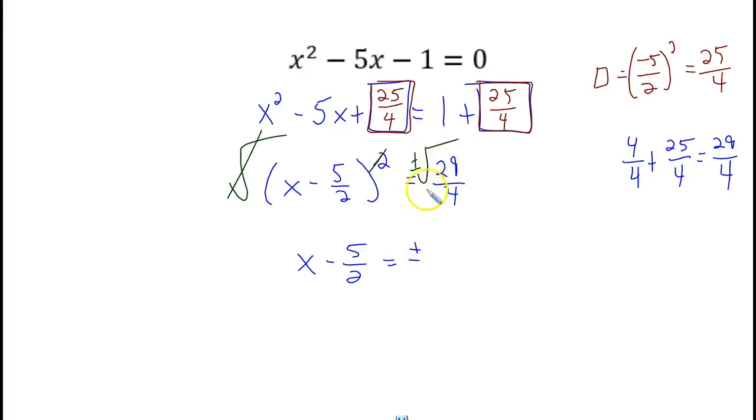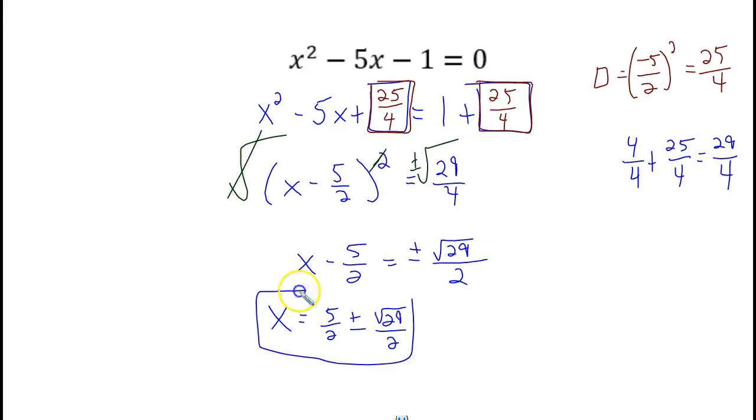Now, when I do this, the whole thing is under the square root, right? 29 is not a perfect square, and it doesn't have a perfect square that divides evenly into it. So we're just going to leave it as the square root of 29. But 4, on the other hand, is a perfect square. The square root of 4 is 2. So I'll go ahead and take the square root of that. My last step is to add 5 over 2 to the right. So it's going to be positive 5 over 2 plus or minus root 29 over 2.